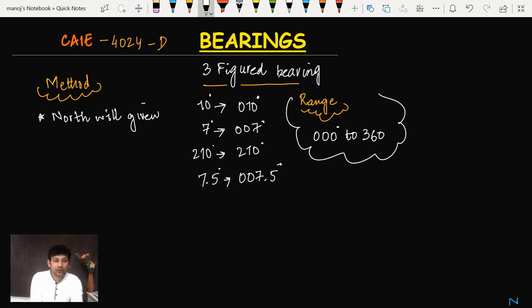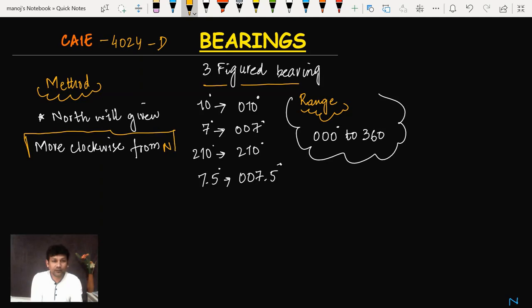And the method is: move clockwise from north. You have to move clockwise from north, and we have to measure it. That's very simple. This is actually the method: move clockwise from north.